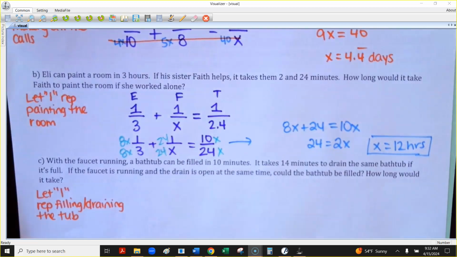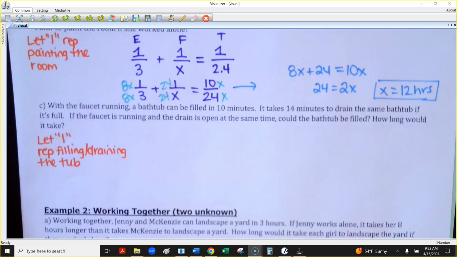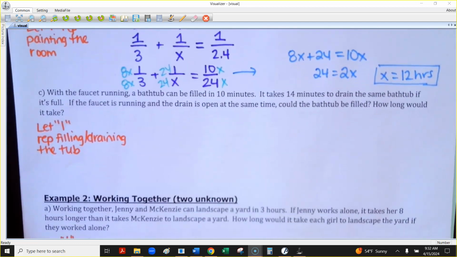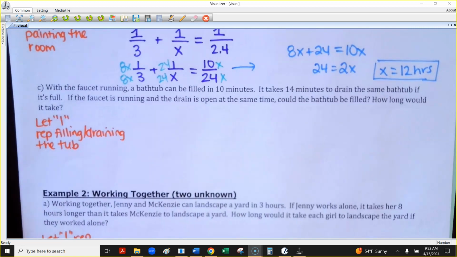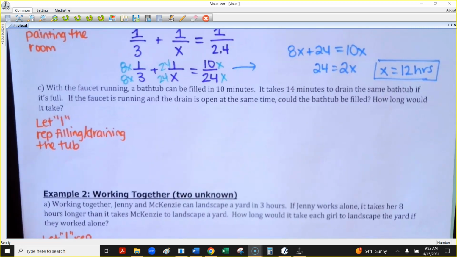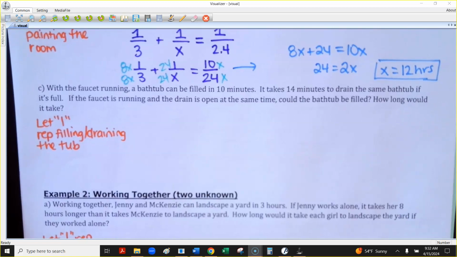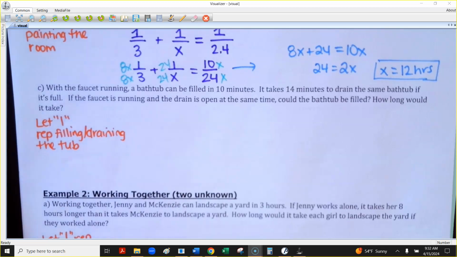Okay. All right. Now, this next question's a little weird. Okay. So this says, think about your bathtub. So it says, if the faucet is running, it takes 10 minutes to completely fill this bathtub up. So if you leave the faucet on, 10 minutes to fill it up. It says it takes 14 minutes to drain. So if the drain was open, to drain the bathtub if it's full. It says if the faucet is running and the drain is open at the same time, could you actually fill up the bathtub?